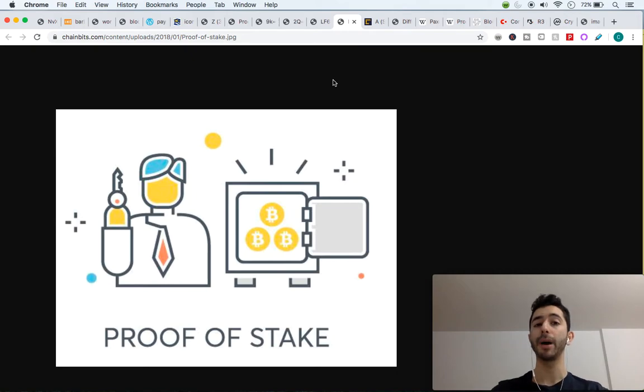So you lock them up, and because you lock them up, you get voting power so that you can now add blocks to the blockchain. And the reward is, if you do this successfully, you will receive a reward in transaction fees, and you'll also eventually receive your staked tokens back. So that's what causes people to want to maintain a healthy network.